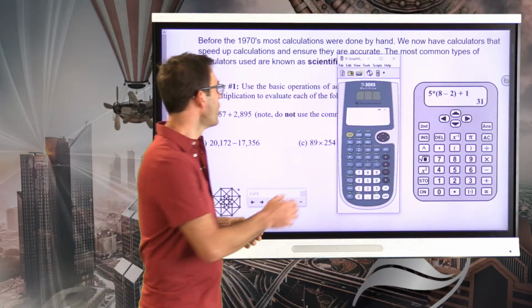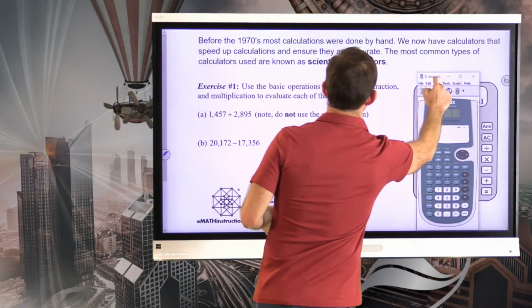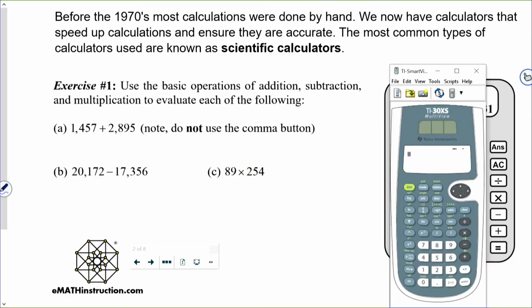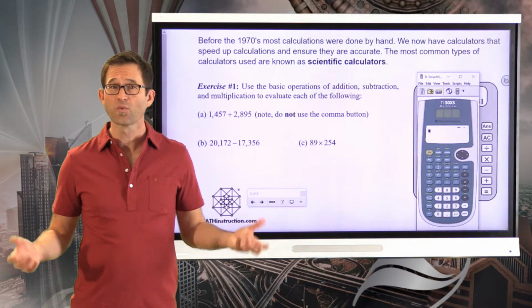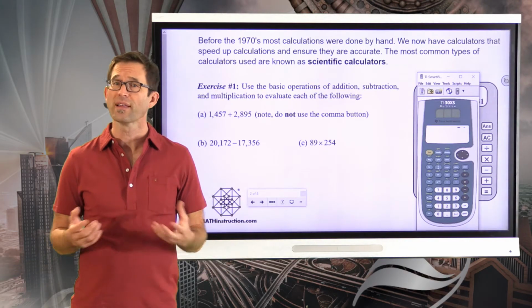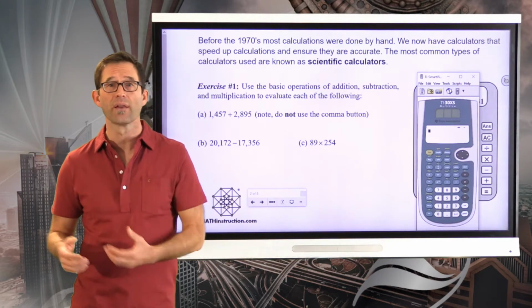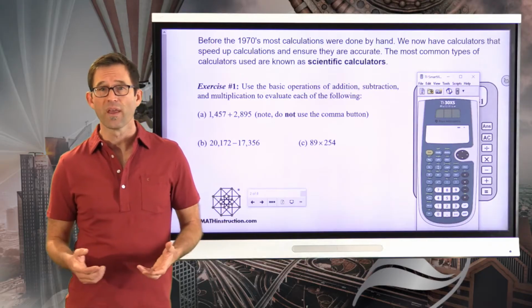In exercise number 1, let me move this out of the way so it's not blocking the text. Let's see what we're going to do, just some basic calculations. Exercise 1. Use the basic operations of addition, subtraction, and multiplication, no division yet, to evaluate each of the following. Letter A, we have an addition problem. Letter B, a subtraction problem. Letter C, a multiplication problem. So this is simple enough, right? It's really just button pushing, and hopefully that's not too much of a problem for you. Let me just do letter A, and then you can do letter B and letter C, and then we'll take a look at what the answers are.